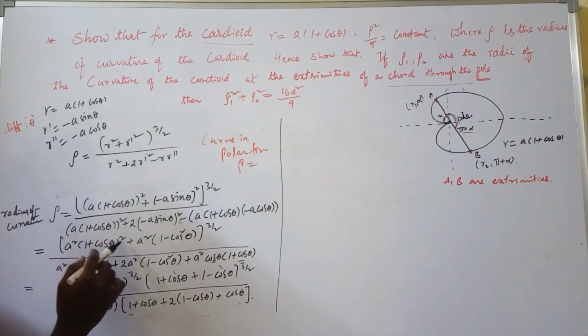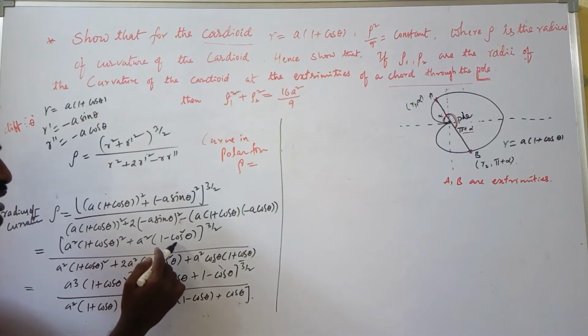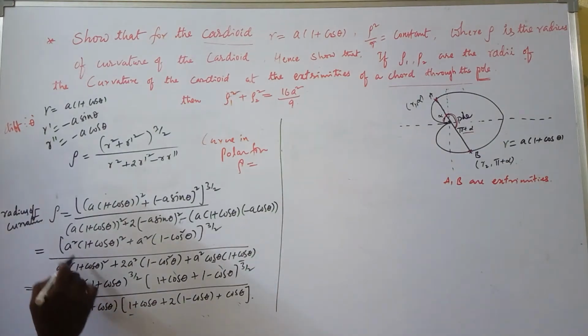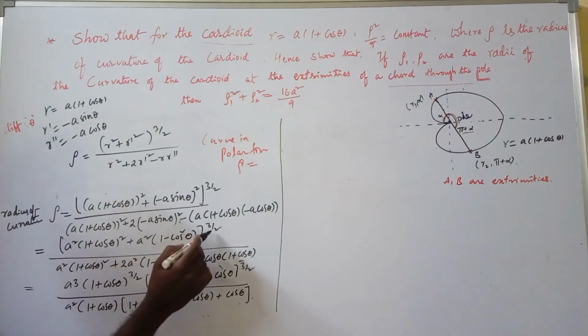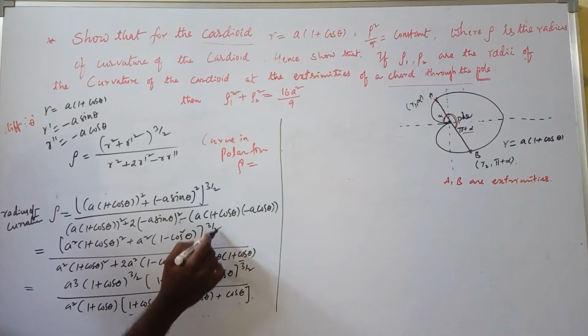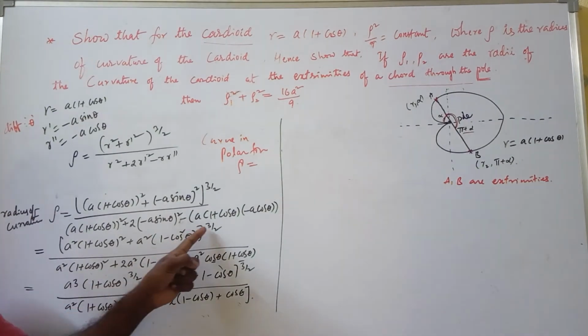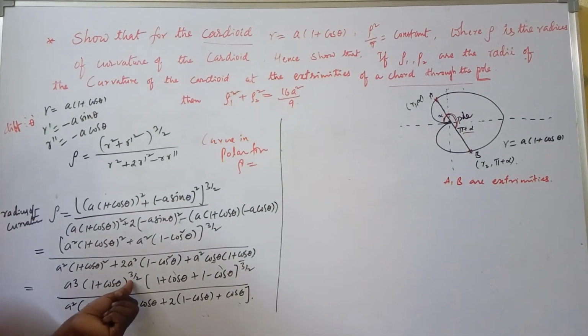Here, 1 plus cos theta power 2, and here also we can write 1 plus cos theta and 1 minus cos theta. In that, you can take 1 plus cos theta as the common term. Just take a square common, so a square whole power 3 by 2. So the denominator's power 2 will be cancelled and only a power 3 is included. A power 3. Next, 1 plus cos theta is the common term. You should take 1 plus cos theta, but here the power is 3 by 2, so I want to write this power 3 by 2.